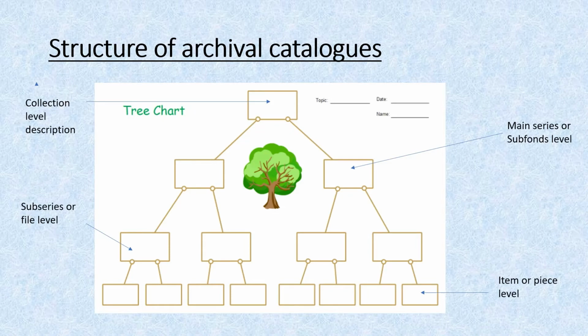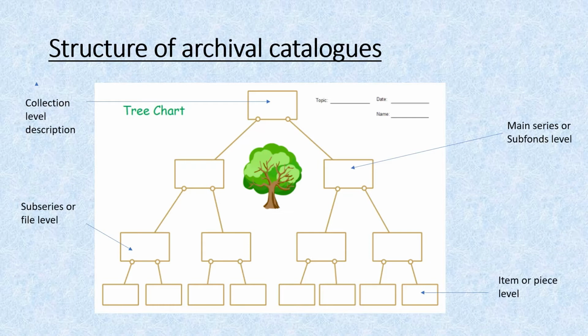So again, I've mentioned that the archival catalogue tends to be a bit like a tree chart, and you'll see this in this diagram here. In this image, you can see that there's a sort of collection level at the very top, and you can see that it breaks down further as you go down the next levels. Now, it should be said that, again, this is just to emphasize, this is an intellectual construct.